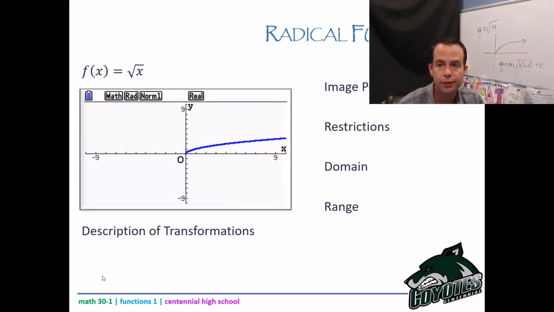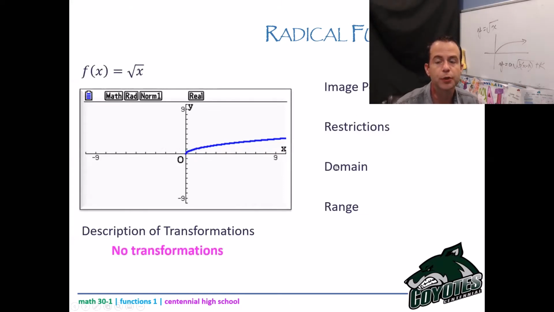So what we're going to do here is start filling in the table that's in your book. This is our base function first, and I've shown it to you on the graph. f of x equals the root of x. There are no descriptions at the moment because nothing's there except the base function. So the image point is just x, y. I haven't done anything to it.